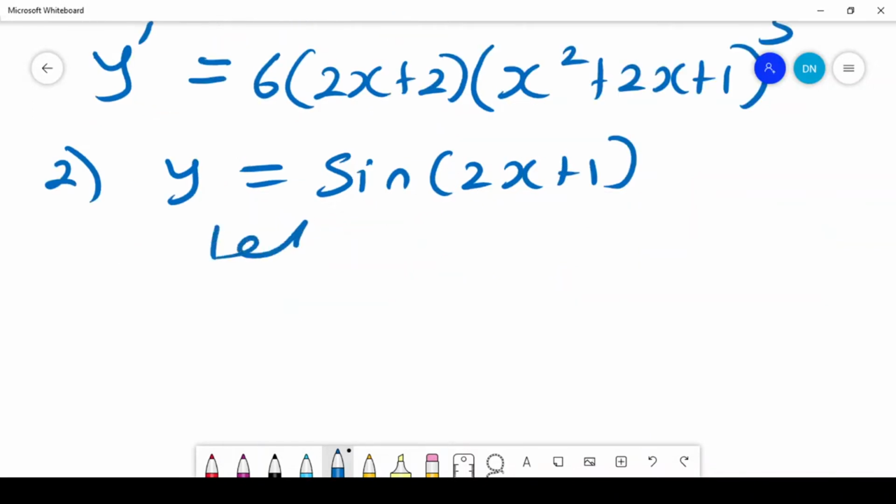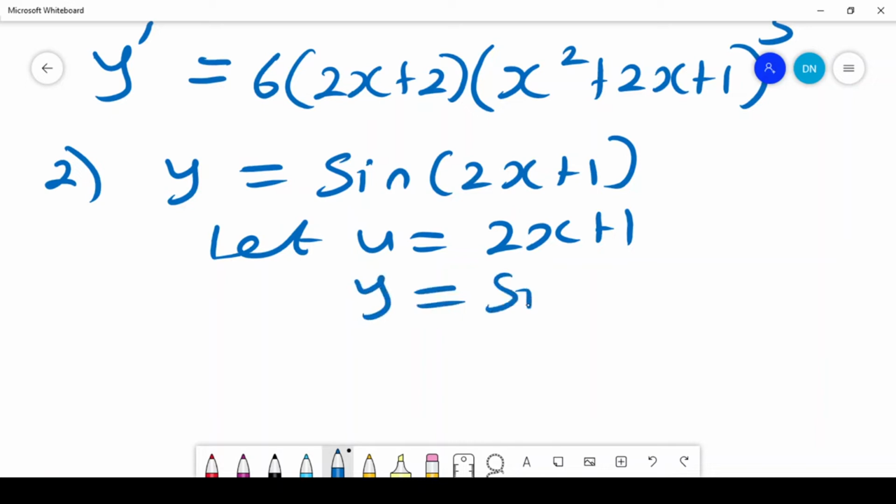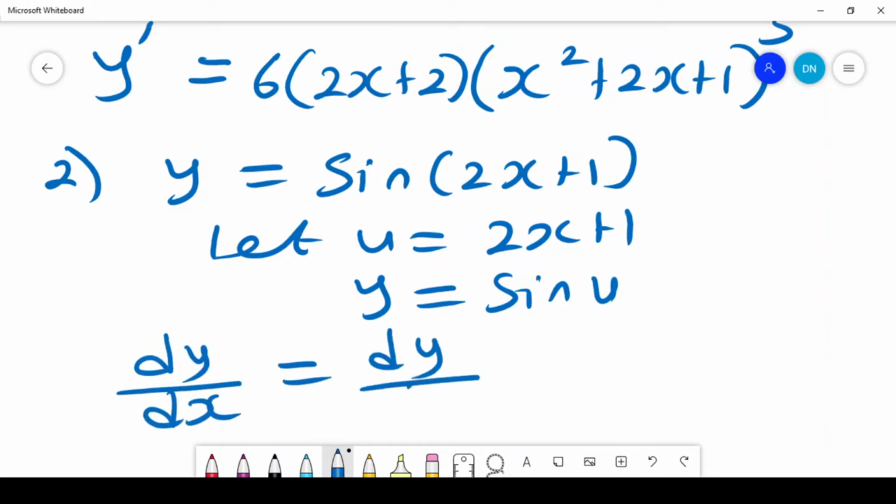Then I let u be equal to 2x plus 1. Therefore, my equation becomes y is equal to sine u. Why do we do this? To simplify the part of sine. Now it's only u. So if I'm going to try and differentiate, I'll get dy with respect to u, and then u with respect to x.